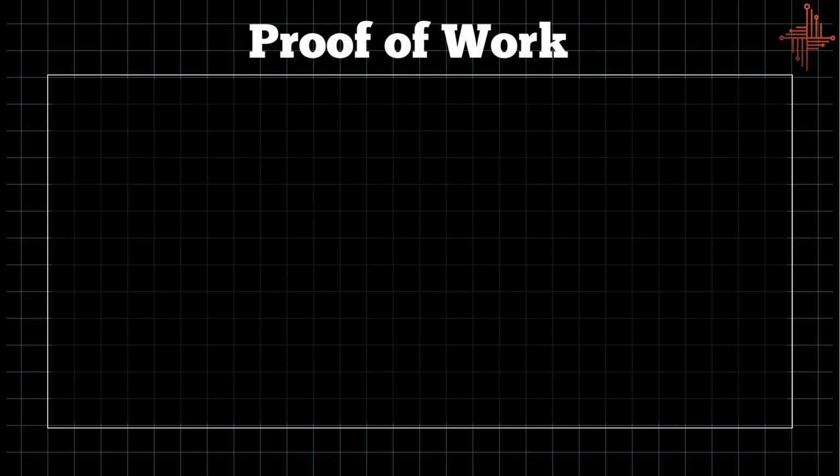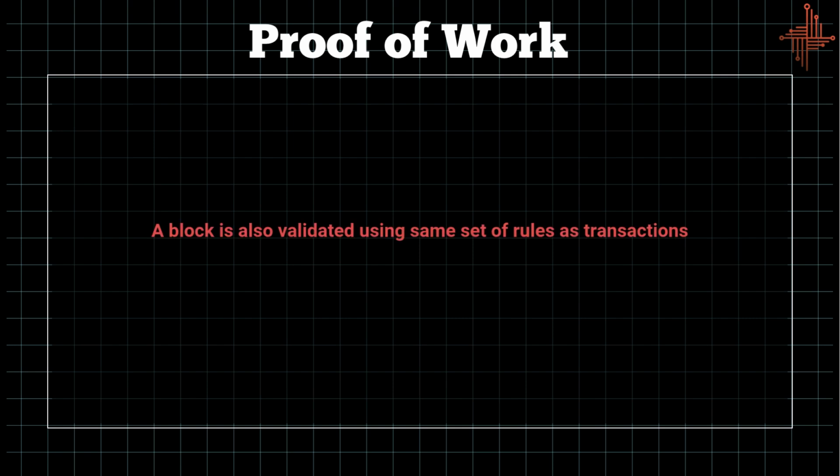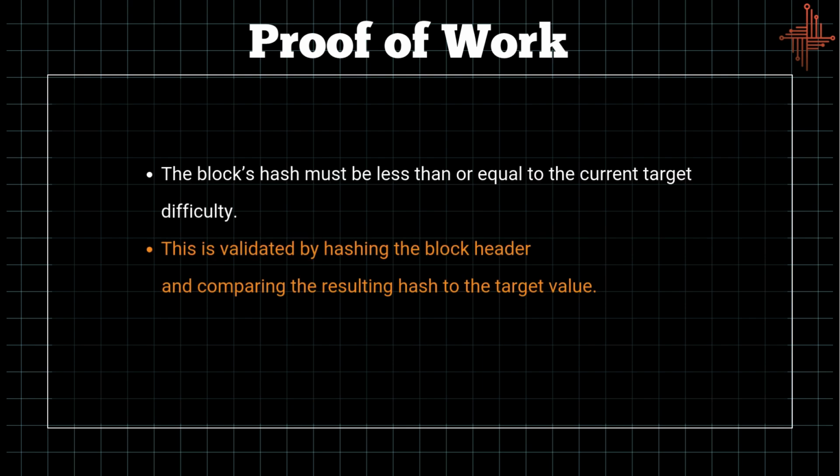As soon as a block is mined and broadcasted into the network, the nodes will try to validate that block using the same rules and checks which were used to validate a single transaction. And the hash of the block meeting the criteria of the difficulty target is the proof that miners have done some work. So this is proof of work.